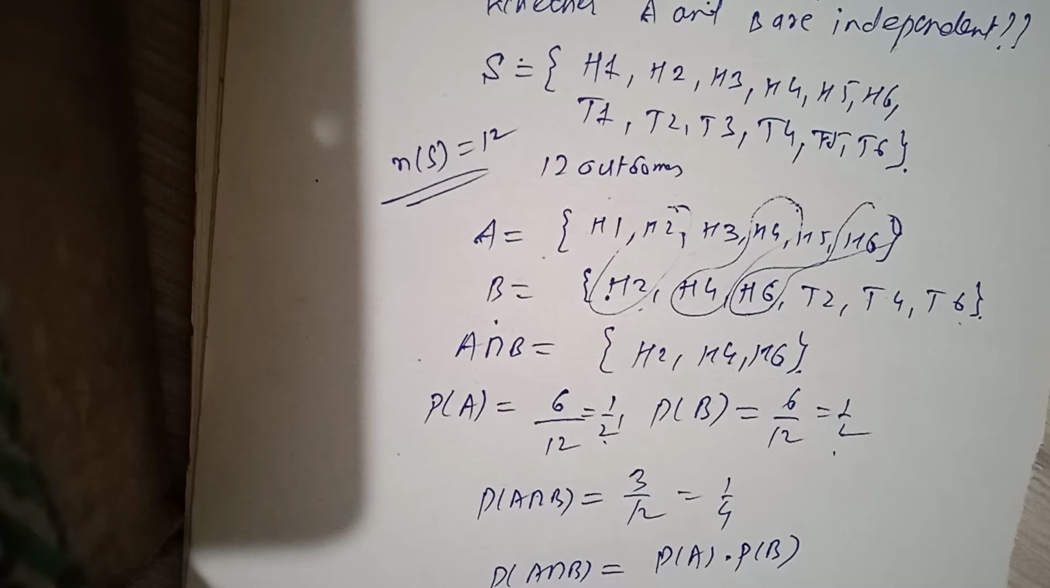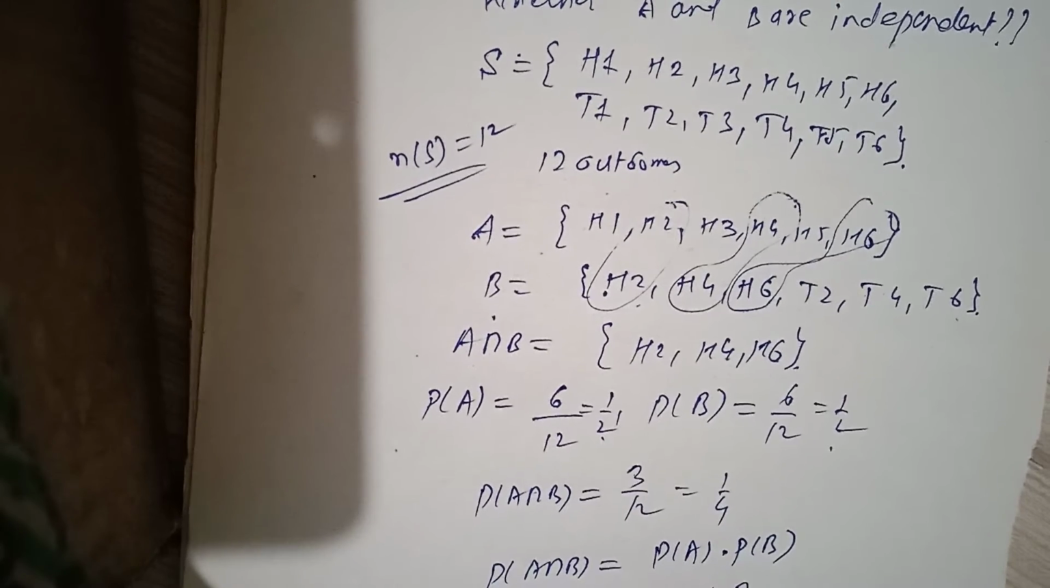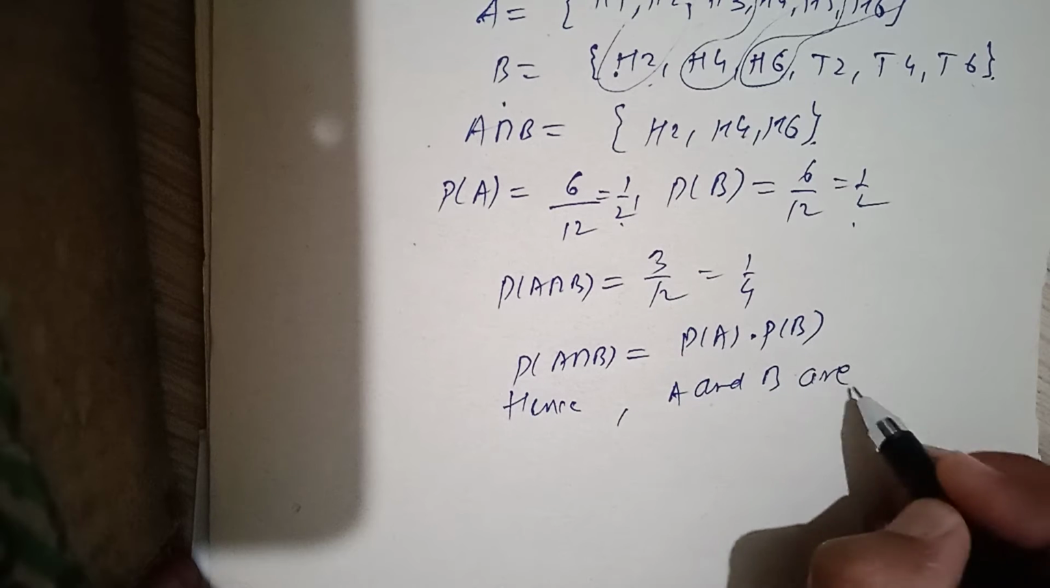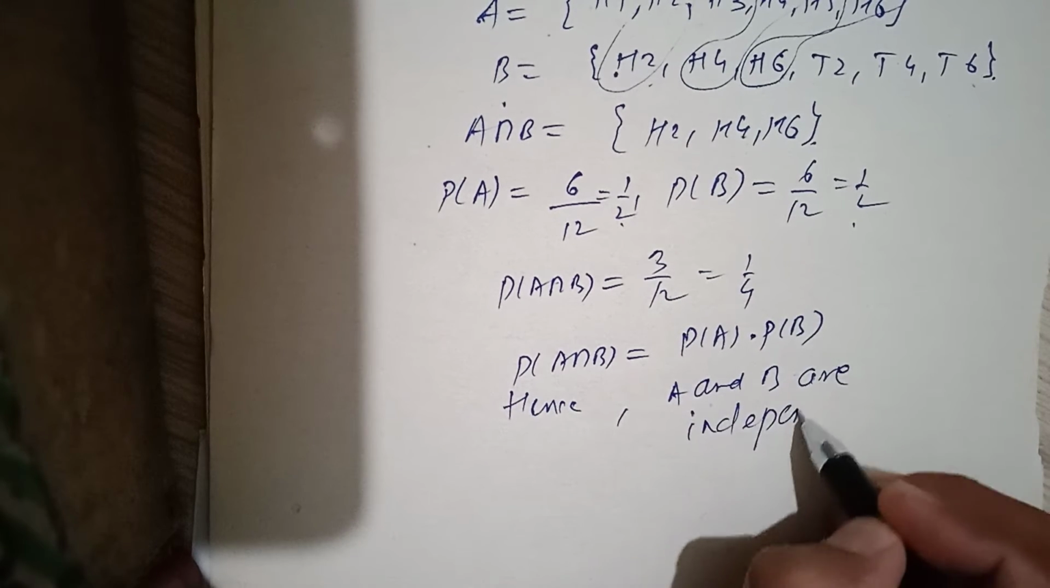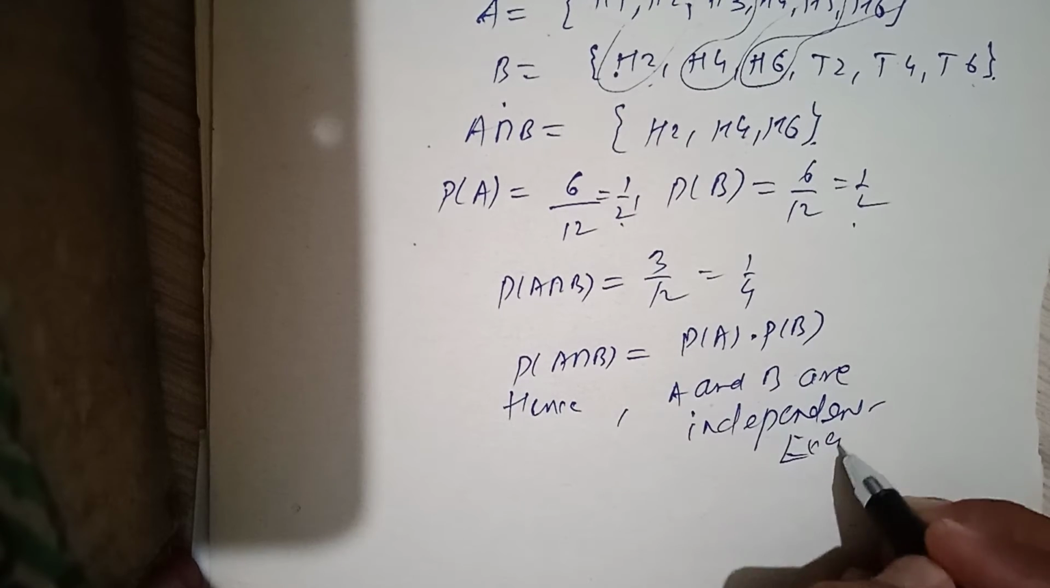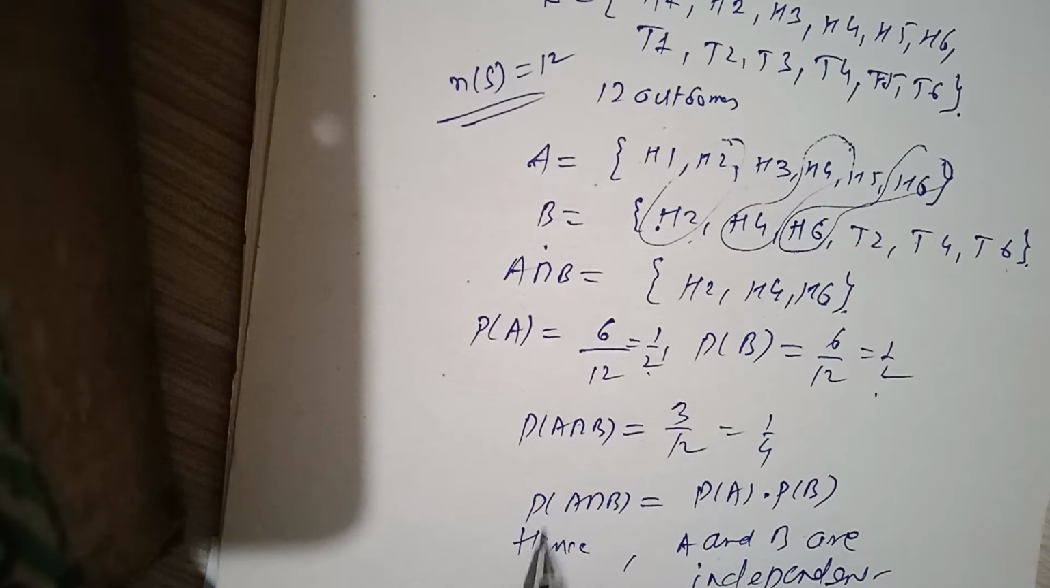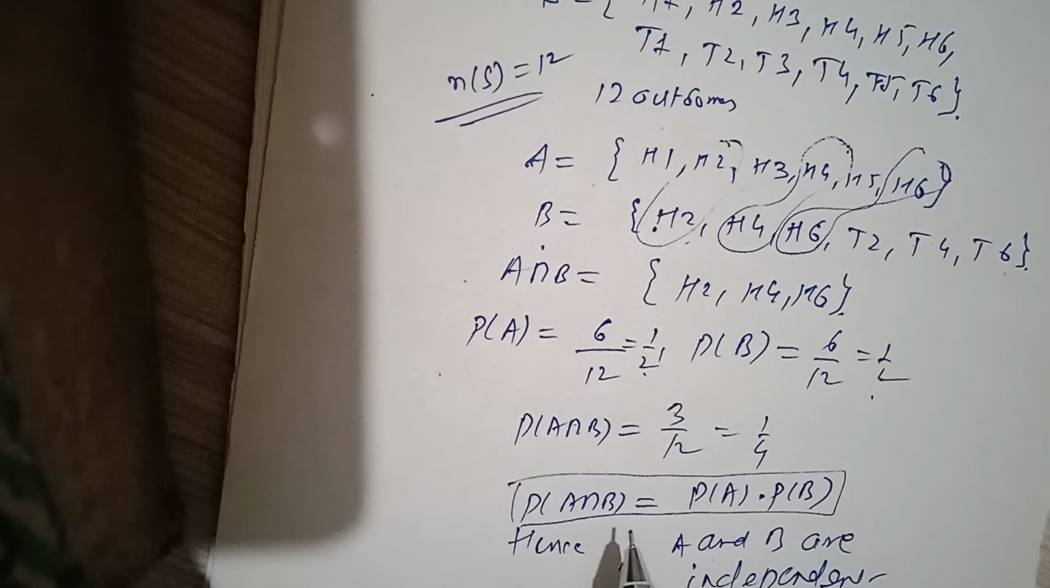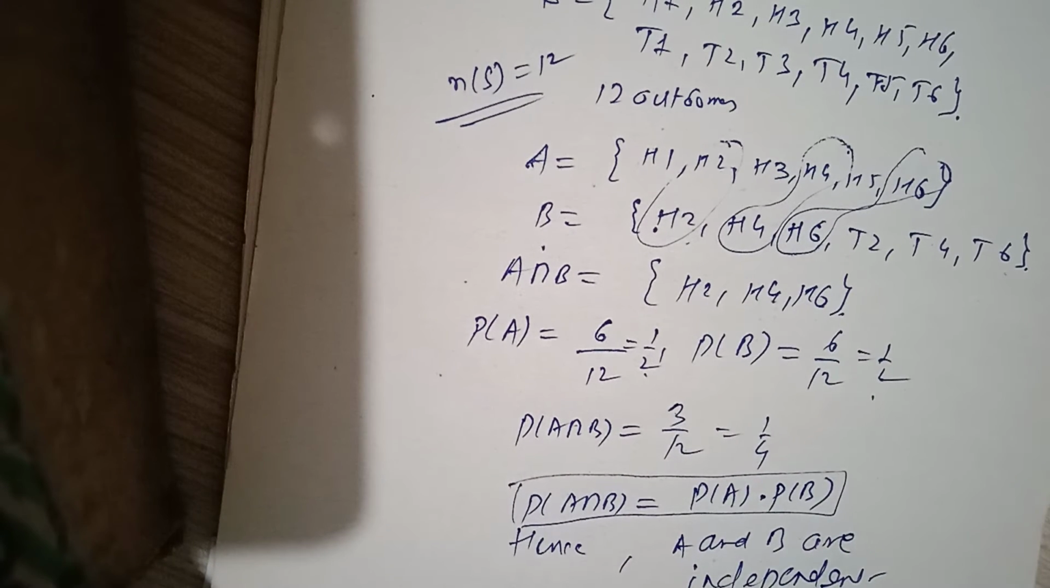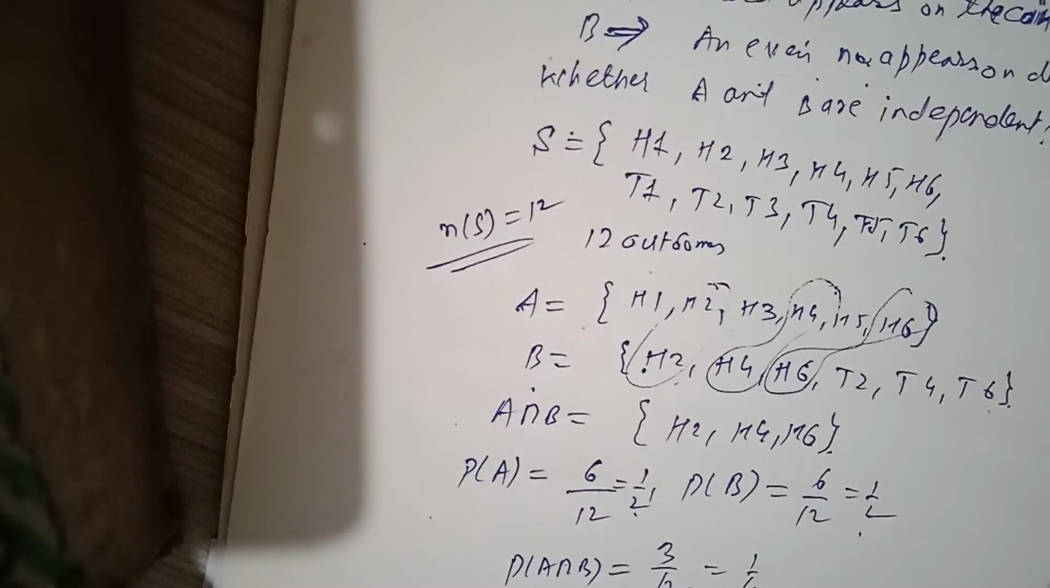Hence, A and B are independent events because they satisfy the condition that P of A intersection B is equal to P of A dot P of B. In a similar way, we can have another question also.